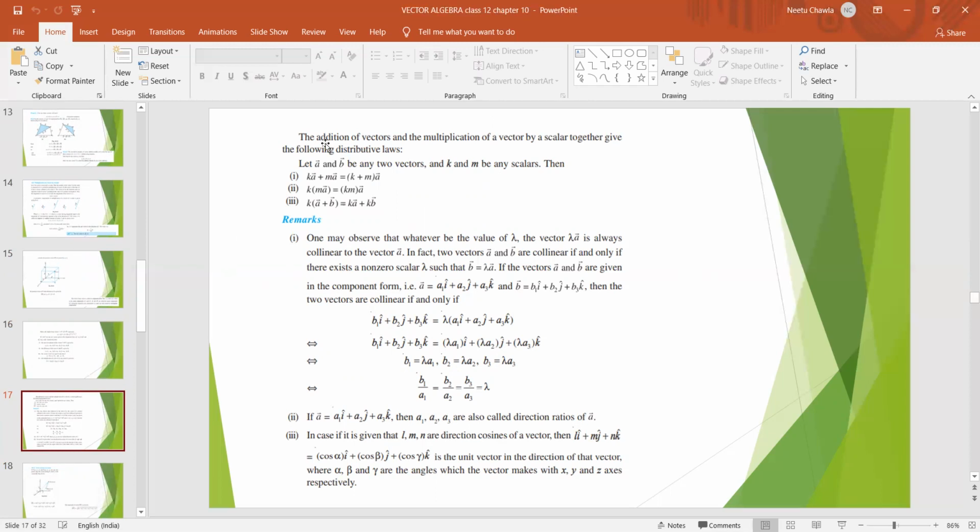Now here what they are saying: the addition of two vectors and the multiplication of a vector by a scalar together give the following distributive law. If I multiply a vector by any scalar k and again by scalar m, we can also write it like this: k plus m times a vector. Or in the case of multiplication, we can write k times m times a, that is km into a. And for the third part, if I multiply a constant with the sum of two vectors, then it will give us ka plus kb.